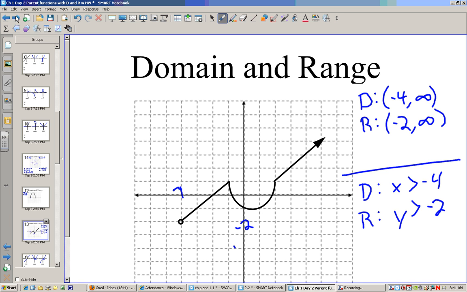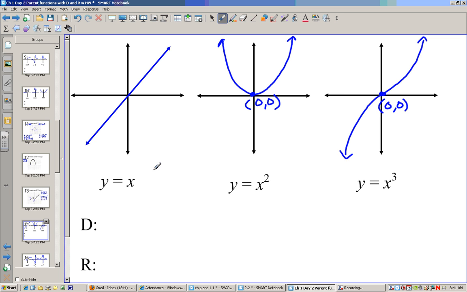All right. Now that we know domain and range, we can go back to this worksheet and fill in our domain and range for each of these. For this one, we go from -infinity to infinity for both domain and range, because it goes up and down forever. On this one, the x values go all the way to the left, they go all the way to the right, so we're going to go from negative infinity to infinity.